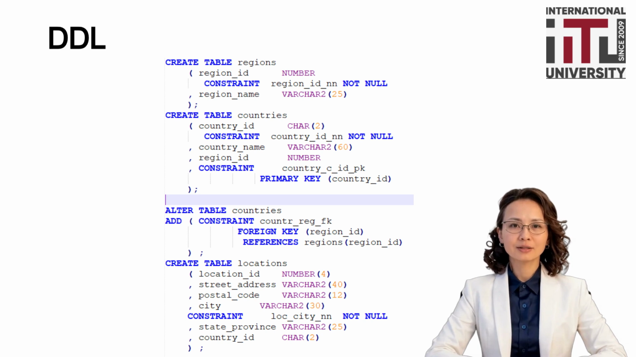Data Definition Language, DDL, is crucial for defining database structures. It includes commands like create, alter, and drop to manage tables and schemas. Create establishes new tables, alter modifies existing structures, and drop removes them. Understanding DDL is essential for efficient database design and management, setting the foundation for data manipulation and integrity.